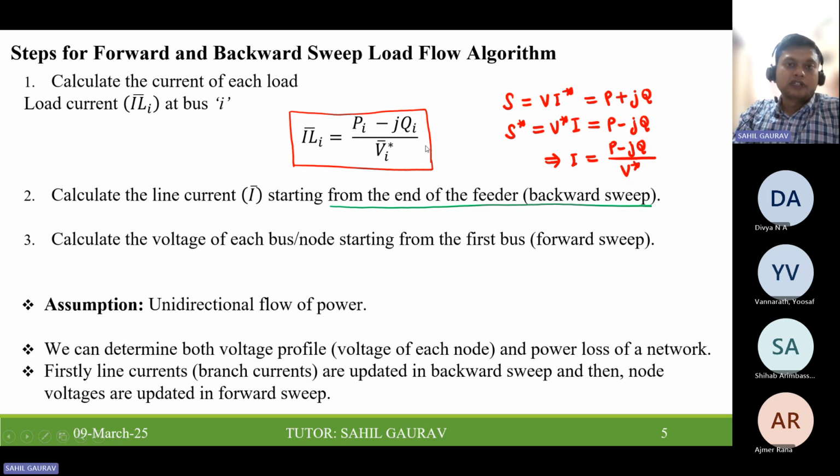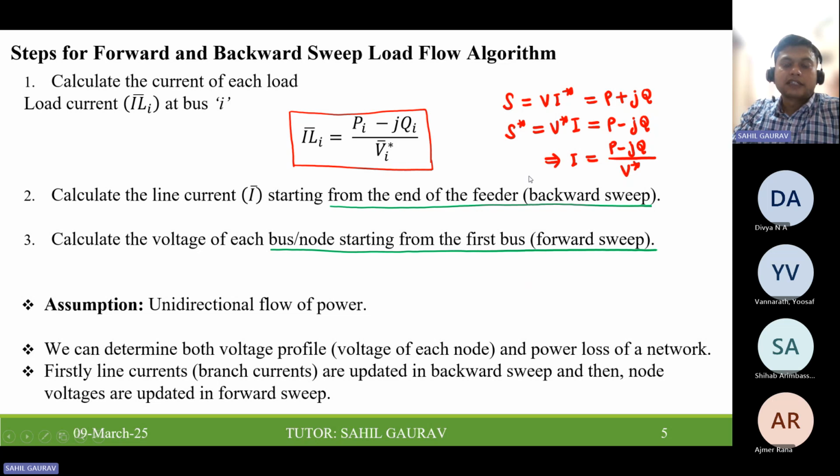So after finding the load currents, we will find the line current starting from the end of the feeder, which we call backward sweep. And after finding the line current, we then calculate the voltage at each bus starting from the first bus. Why do we calculate the voltage from the first bus? Because the voltage at the substation node, or slack node or reference node, is known. We have taken it as reference with angle at zero. So we will find the voltage at the bus just beside the substation node, and then follow the next node.